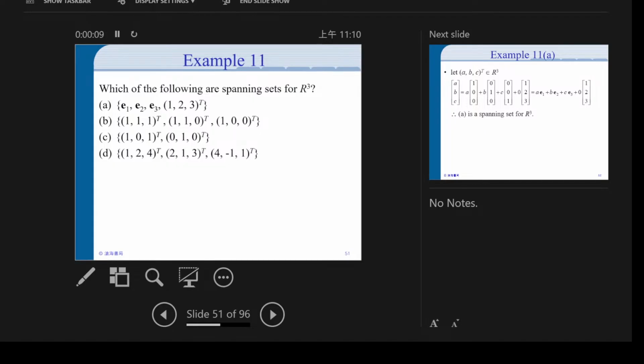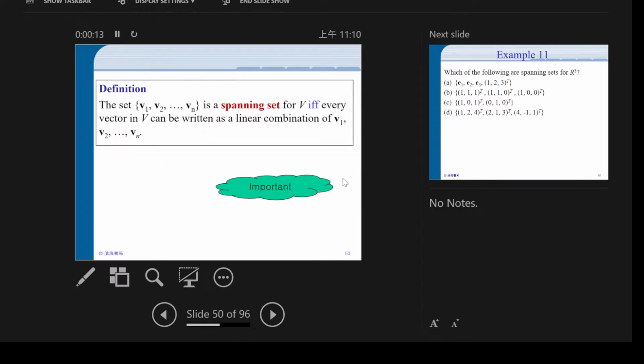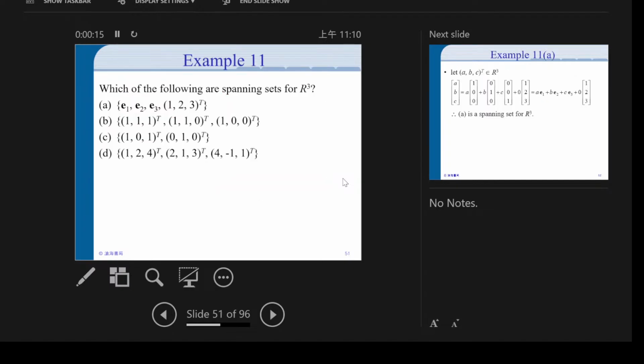Hello, let's go back. We had a bit of technical difficulty, but anyway, let's get back to our spanning sets. Okay, so question C. Is 1, 0, 1 and 0, 1, 0 a spanning set of R3? If you think it is a spanning set, raise your hand. And if you think it is not a spanning set, raise your hand.